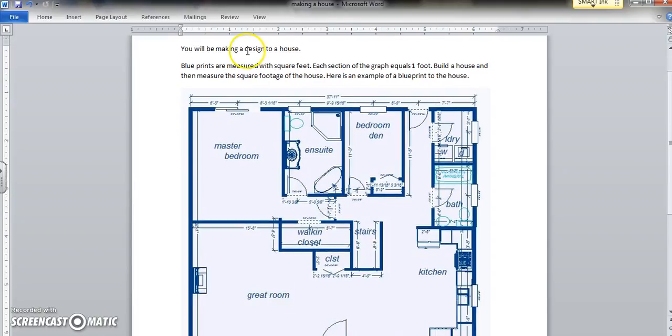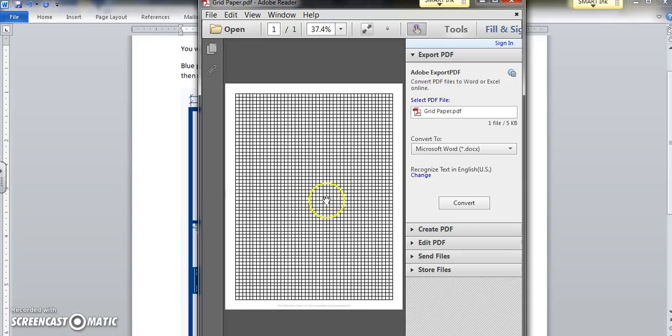So today we're going to design a house. And how we're going to do it is we're going to make a blueprint on grid paper. Your grid paper is right here. You can get some where it says extension in the classroom. Please go and find that in the classroom. Should be easy to find.